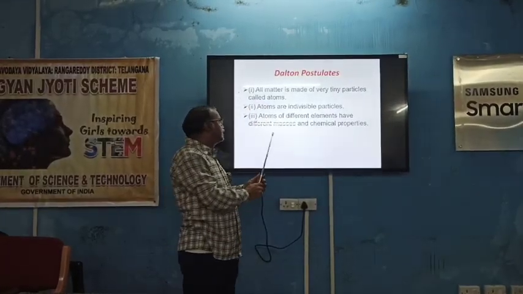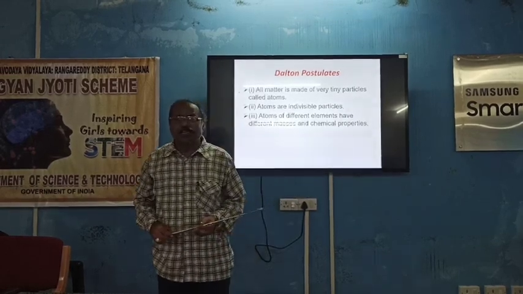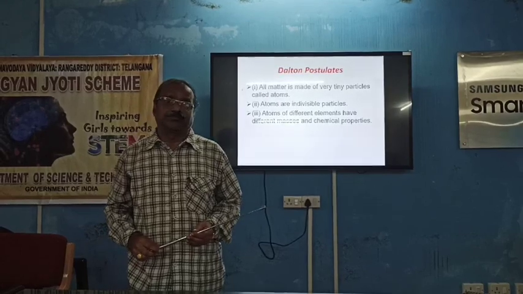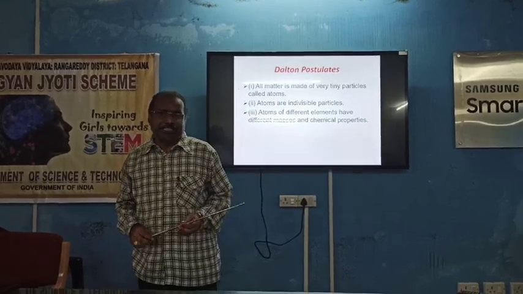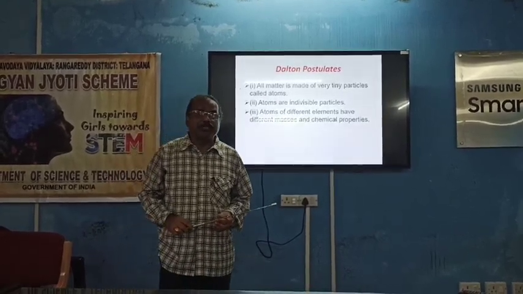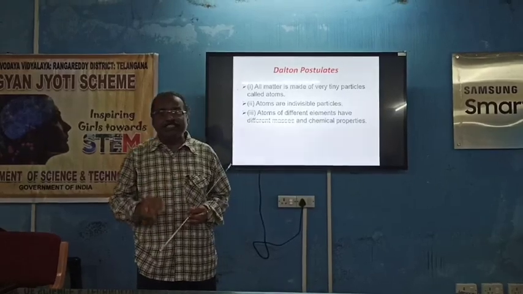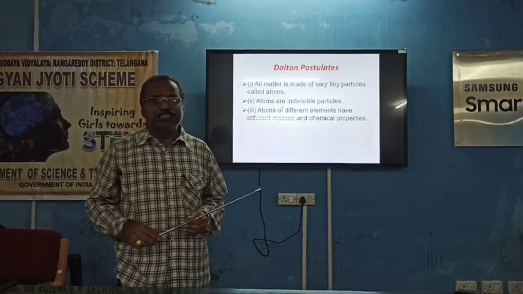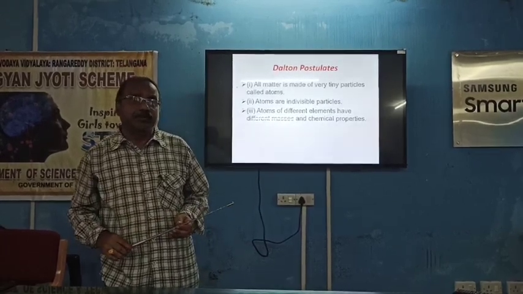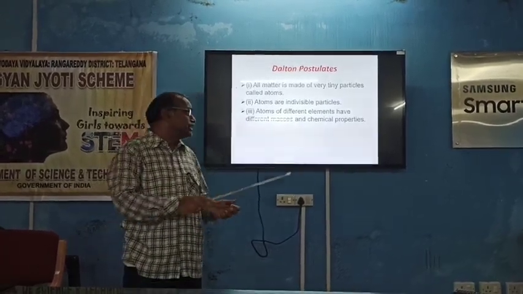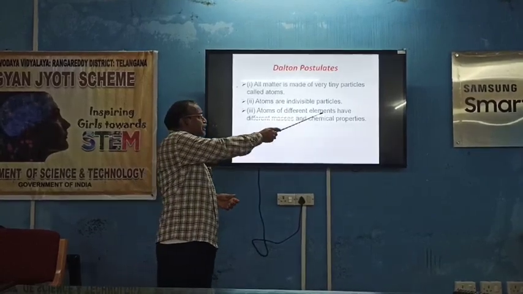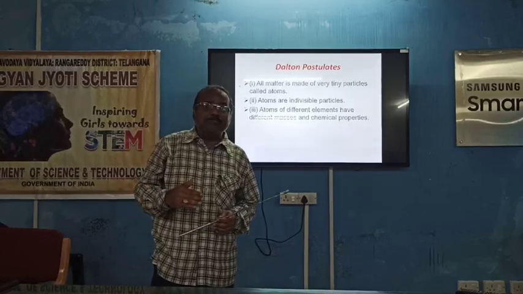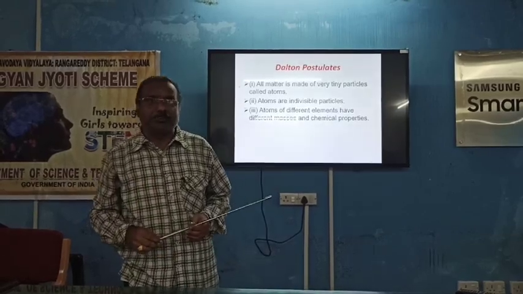Atoms of different elements have different masses and different chemical properties. This was given by Dalton. So present-day scientists think about why matter shows different particles and different properties. Different elements have different masses and different chemical properties. What makes the atoms differ? That is our question now.